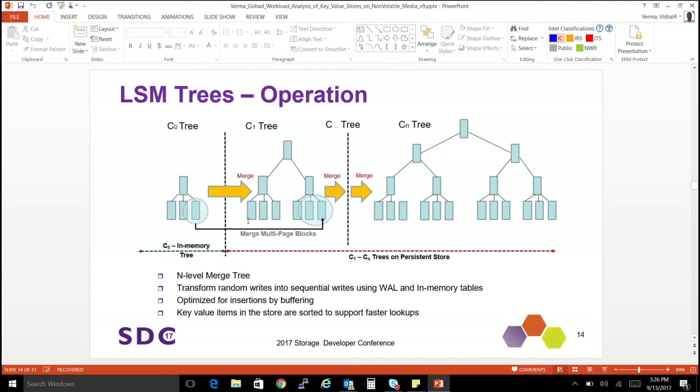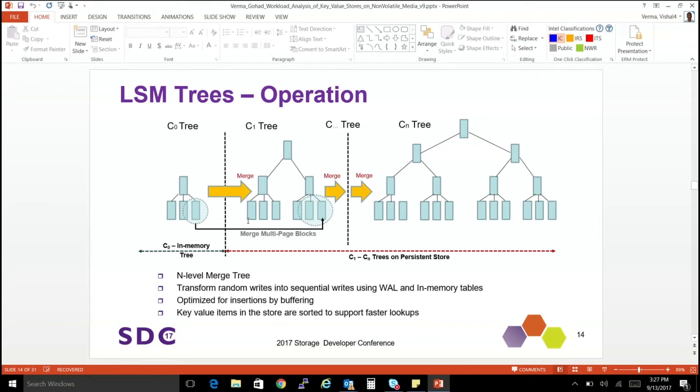This is an example of an N-level merge tree. It's basically transforming random writes to sequential using a write-ahead log. So every write, as I was telling you, goes to the memstore in your memory. It gets buffered in the memory, and once the buffers are full, it gets flushed into your subsequent levels, which are stored in the persistent store, C1, C2, up to CN.